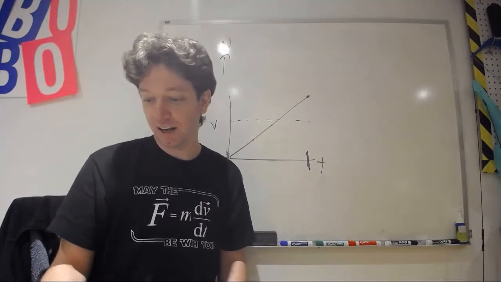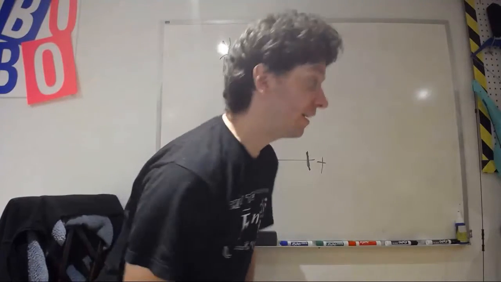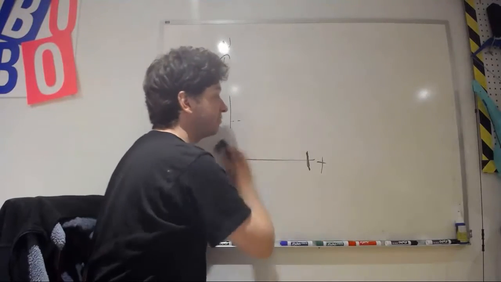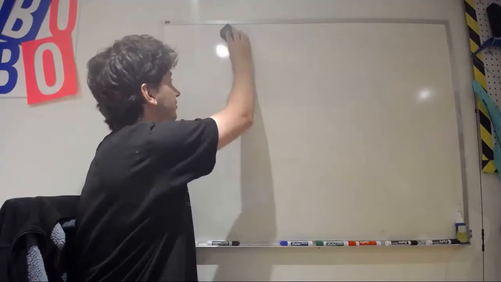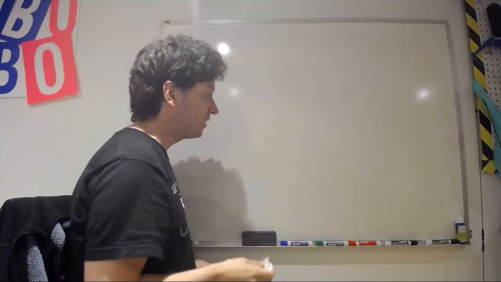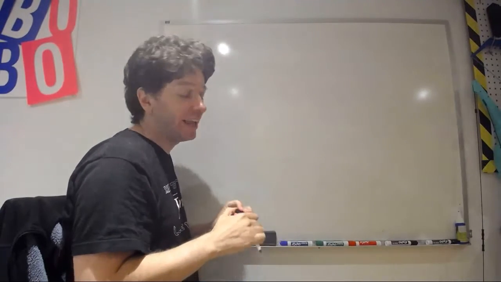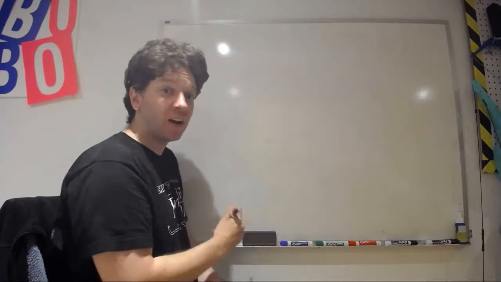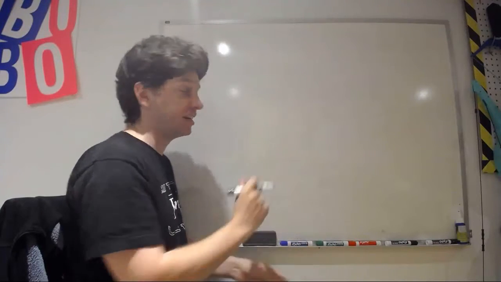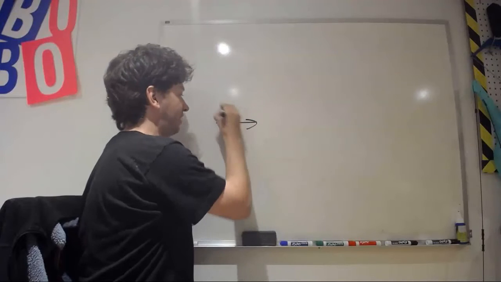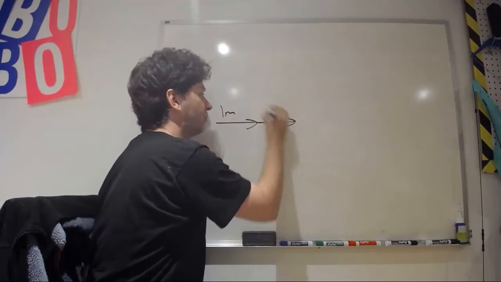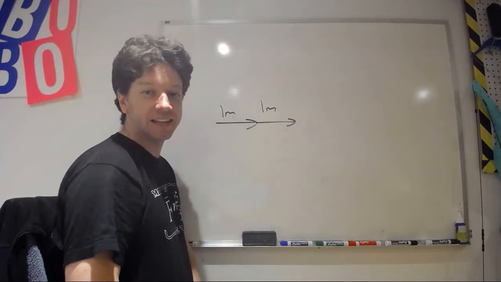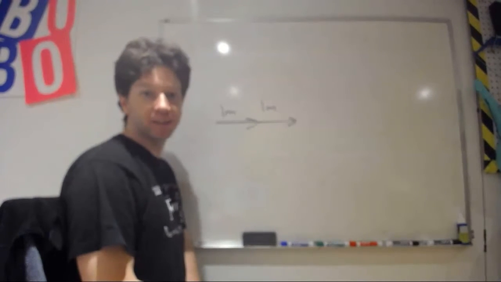All right. Now, vector addition and vector subtraction. This is very important. When you're adding vectors, you cannot just add their magnitudes. That only works if the vectors are in the same direction. So, for example, let's say I have 1 meter and 1 meter. In that case, I can say total is 2 meters.